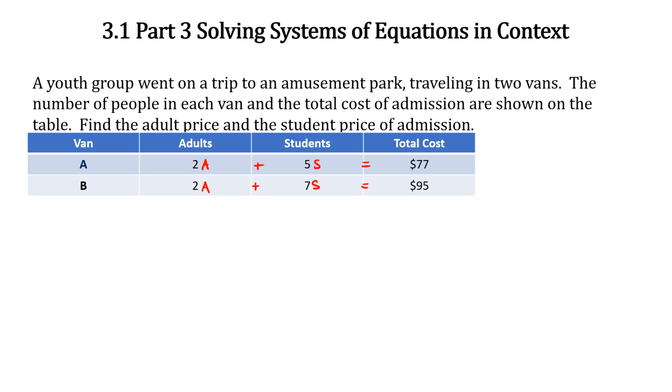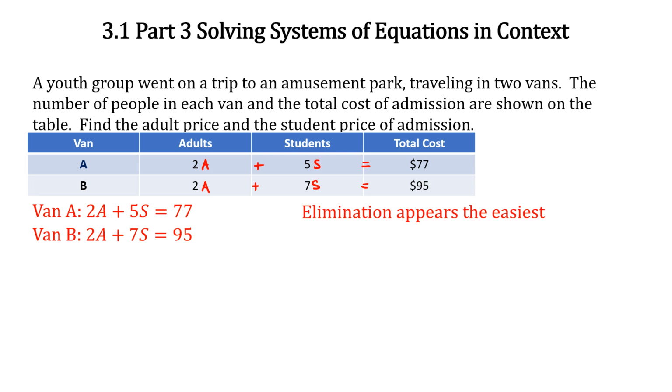So now you've got your system. Try to work it out. Pause it here, come back and check. Okay, elimination appears to be the easiest because I can get my 2 a's to cancel out right here by multiplying one of them by negative 1. Either one you want. I chose this one. So I get 2a plus 5s equals 77 over negative 2a minus 7s equals negative 95.